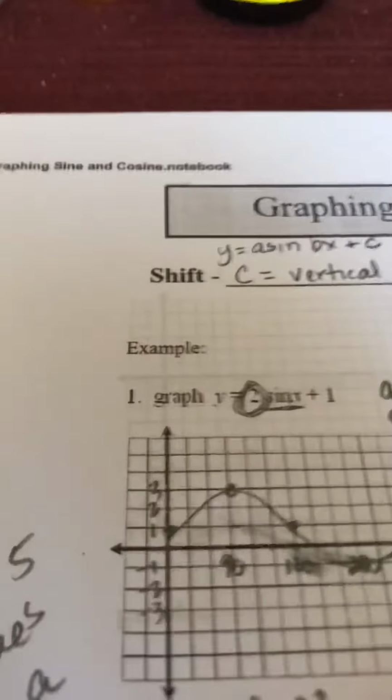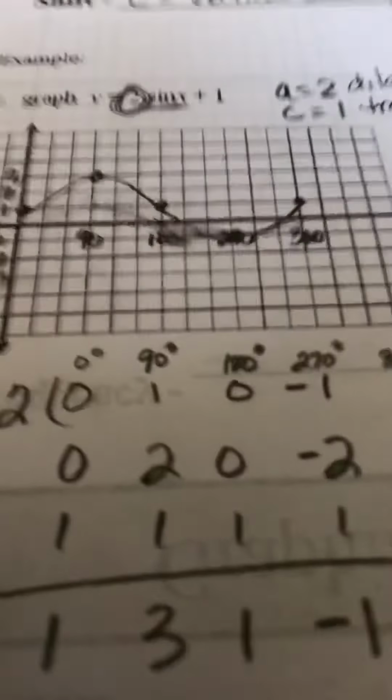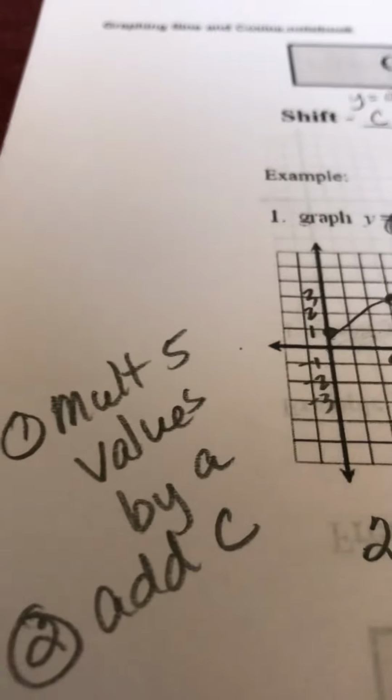Okay, so now you guys try 2 sine x minus 1. Doing the same thing we did over here. Start with your 5 values, multiply by a, and then add c.